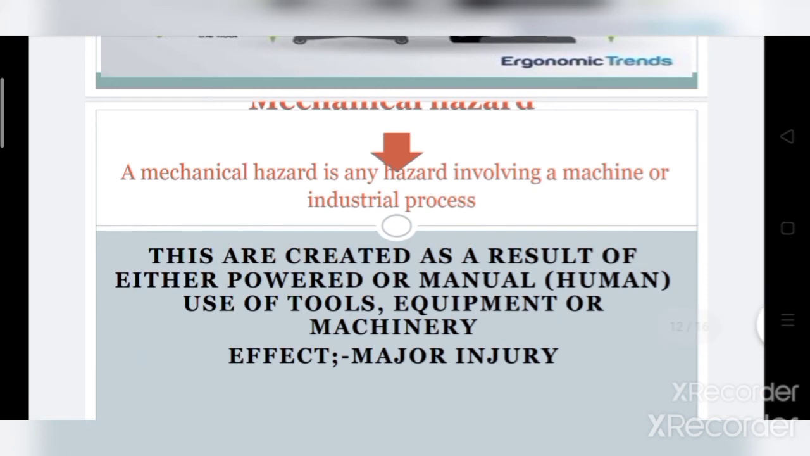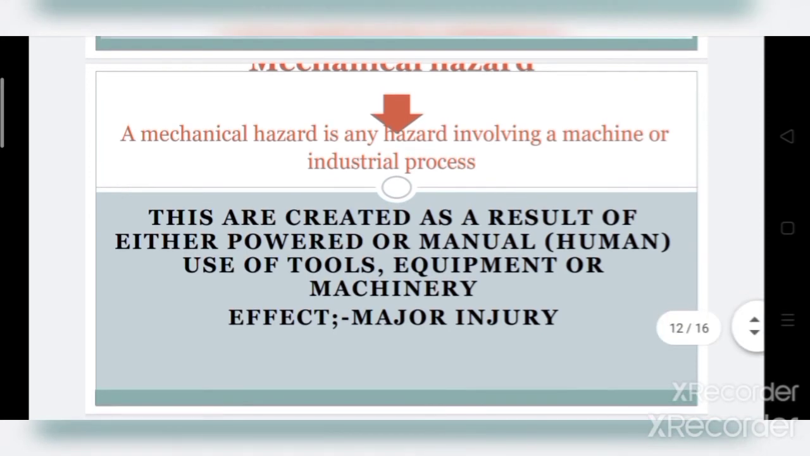So finally I take an additional hazard, the mechanical hazard. A mechanical hazard is any hazard involving a machine or industrial process. We know that different types of industry use different types of machines. You know a machine is a mechanical device. In machines many workers are working, and most of the workers face different types of accidents from the machine. So in industrial processes, prevention of mechanical hazard must be in place.